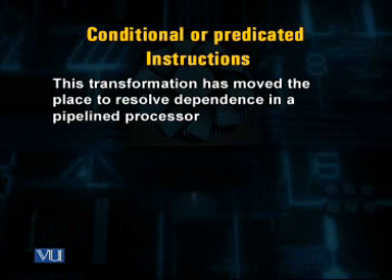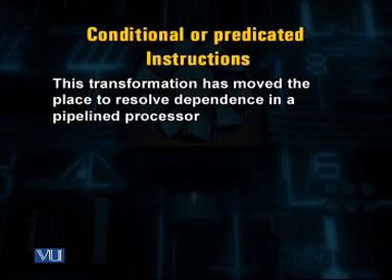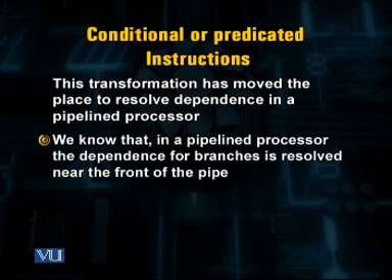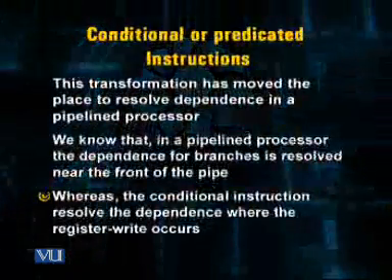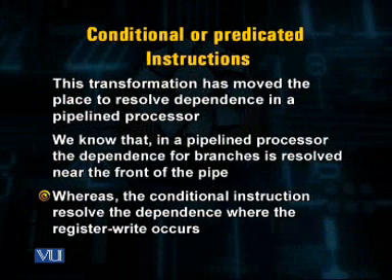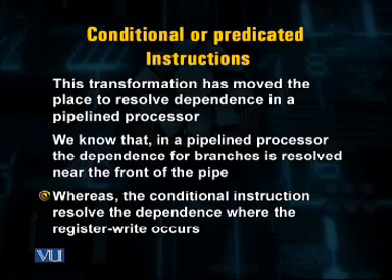Basically, this transformation has moved the place to resolve the dependence in a pipeline processor. We know that in a pipeline processor, the dependence for branches is resolved near the front of the pipe. This actually means that whatever is the first instruction in the pipe, if that is a condition instruction, it will be evaluated to resolve the dependence. Whereas by using the conditional instruction, we resolve this dependence when and where the data register occurs.